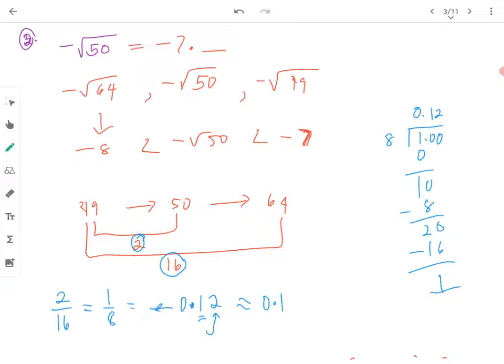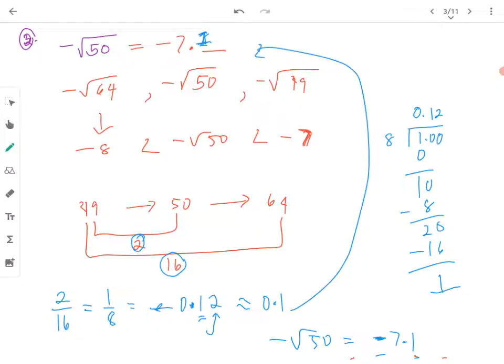Meaning, adding it here, negative square root of 50 is negative 7.1. It's like negative 7 plus negative 0.1. So writing the last line, negative square root of 50 is just negative 7.1. So that is the decimal, that's negative square root of 50 to the nearest tenth. Okay?